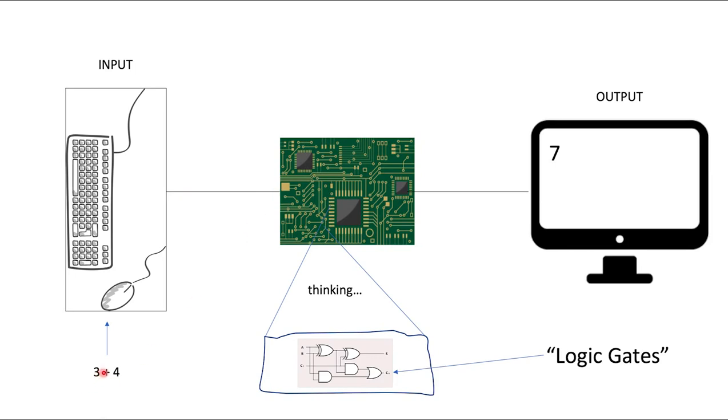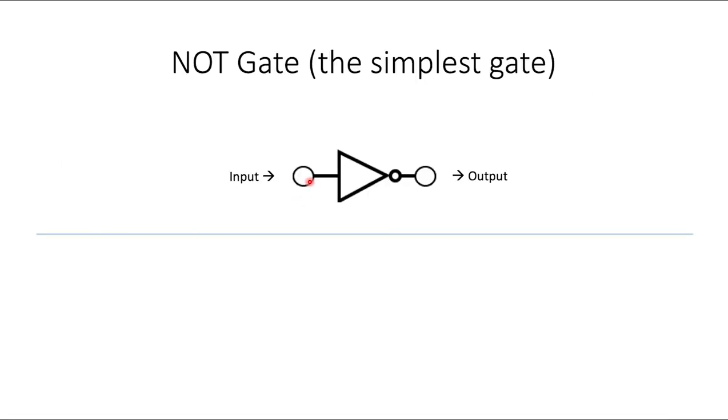So 3 plus 4 is going to be encoded somehow and given to this computer as a string of zeros and ones, which includes some instructions. So a logic gate is going to be some machine which takes as input a 0 or a 1 and then spits out either a 0 or a 1, right? Because this is the only language that a computer understands.